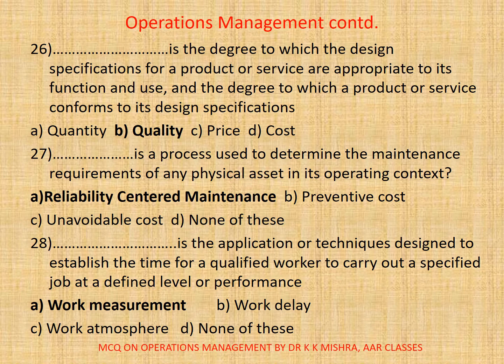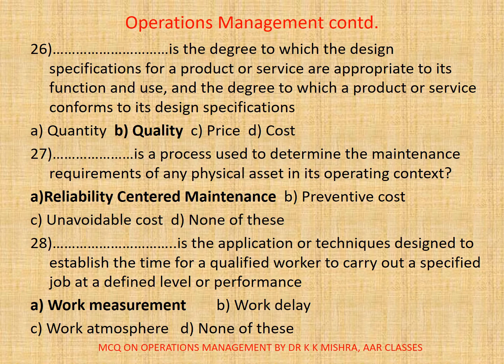26. Dash is the degree to which the design specifications for a product or service are appropriate to its function and use, and the degree to which a product or service conforms to its design specifications. Options are A. Quantity, B. Quality, C. Price, D. Cost. Here correct option is B.